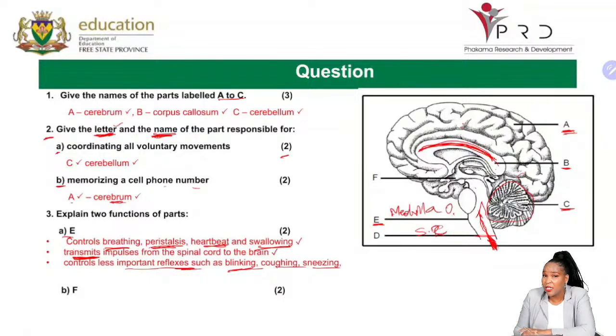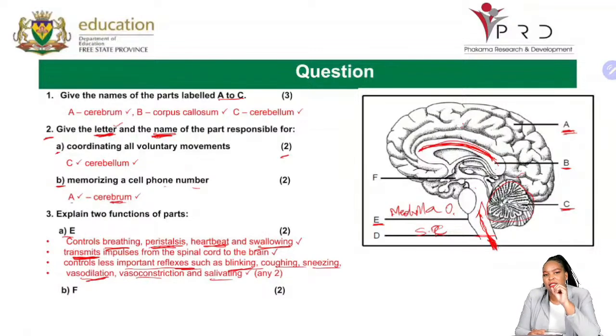I hope for this question you are ready for the exam. Then also for vasodilation, vasoconstriction, and salivating. Vasodilation is when your blood vessels are becoming more open. Vasoconstriction is when your blood vessels are becoming less open, they are becoming closed. When they are closing like that, it is called vasoconstriction. So these are just additional functions of the medulla oblongata.